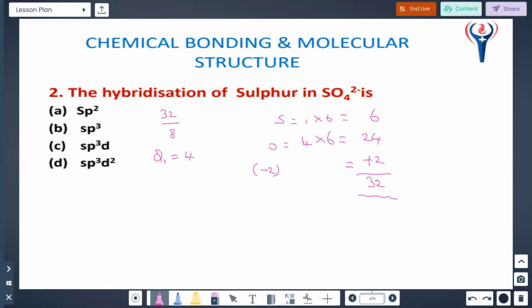4 means what? 1 s orbital, 3 p orbital. This is called what kind of hybridization? We can say sp3 hybridization. So among the options, B is the correct one. Understood? Are you following? Simple.